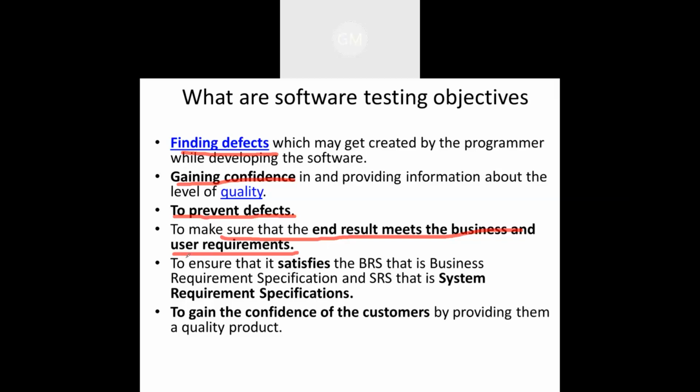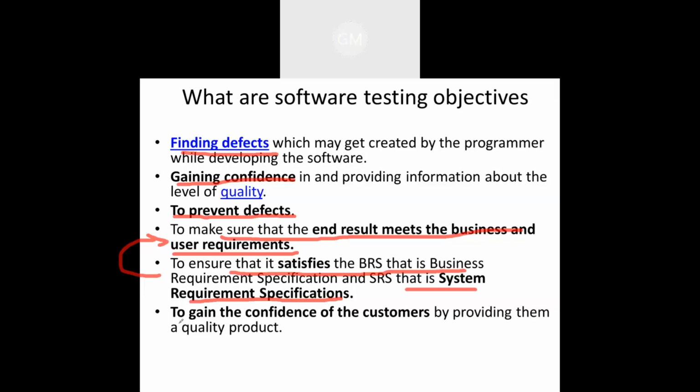Now, the fifth objective is that it is going to ensure that it satisfies the business requirement specification as well as the system requirement specification. This fifth objective is related to the fourth objective only. If requirements are satisfied, that means it satisfies the business requirement specification document as well as the SRS, that is the system requirement specification document, and ensures that we have fulfilled all requirements.